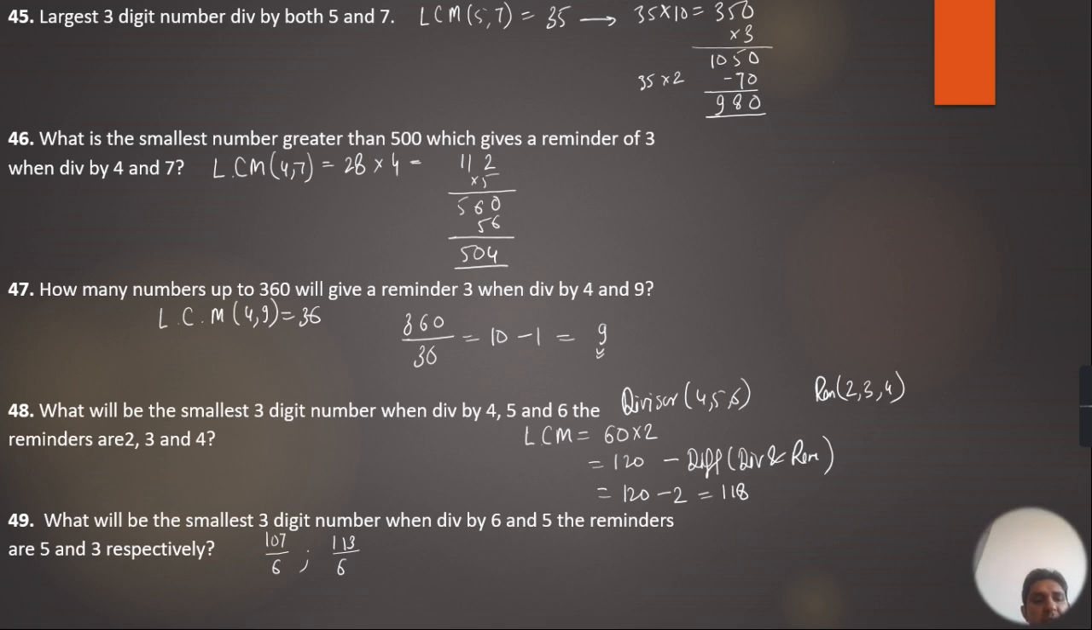Okay, let's check divisibility by 5. What is the remainder? When divided by 5, the remainder is 3. So our choice is 113. Right? So the smallest three-digit number which when divided by 6 and 5 gives remainders 5 and 3 respectively is 113. Right? Okay. So the answer of this question will be 113. Let's move to the next question.